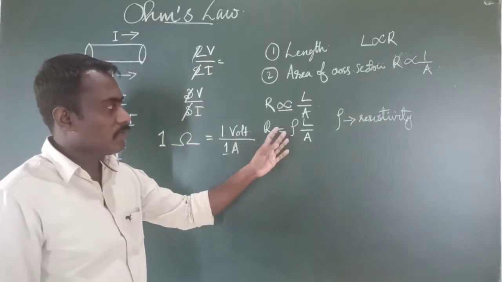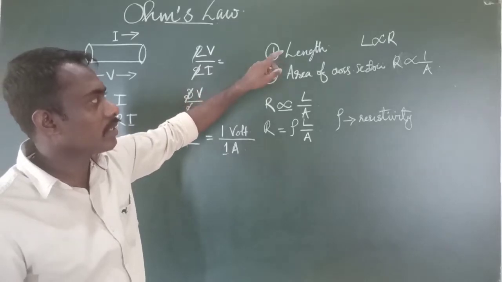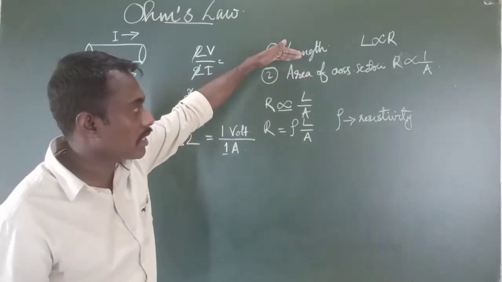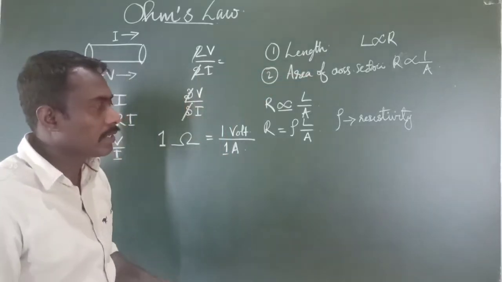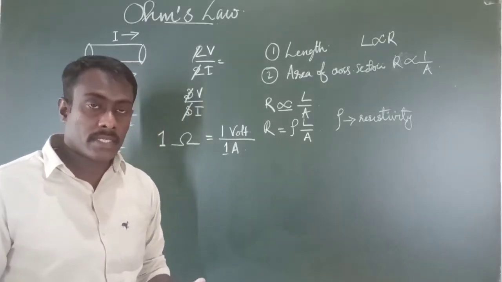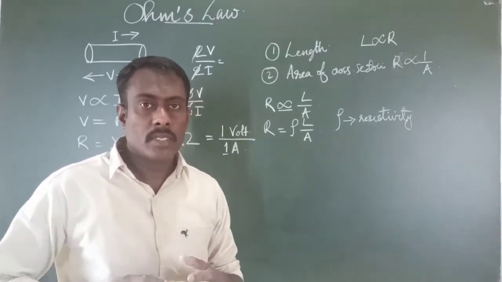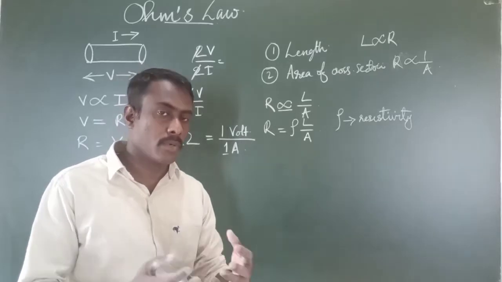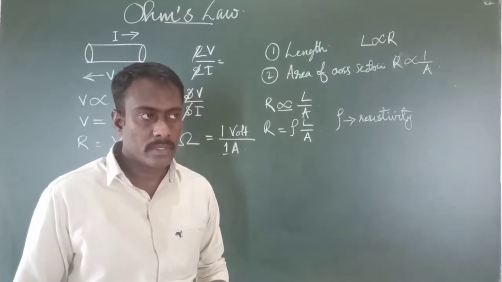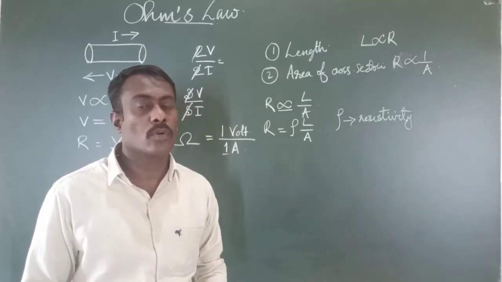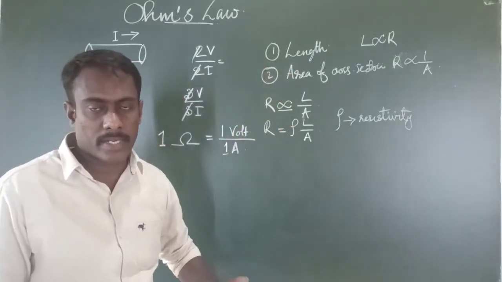So what does resistivity mean? As I said, we have already learned two factors on which the resistance of a conductor depends, that is, the length and the area of cross section. The third is the nature of the material. Different materials have different resistance. All metals do not offer the same amount of resistance to the electric current. Different materials offer different amounts of resistance to the flow of electric current. Therefore, the nature of the material also affects the resistance of a conductor.